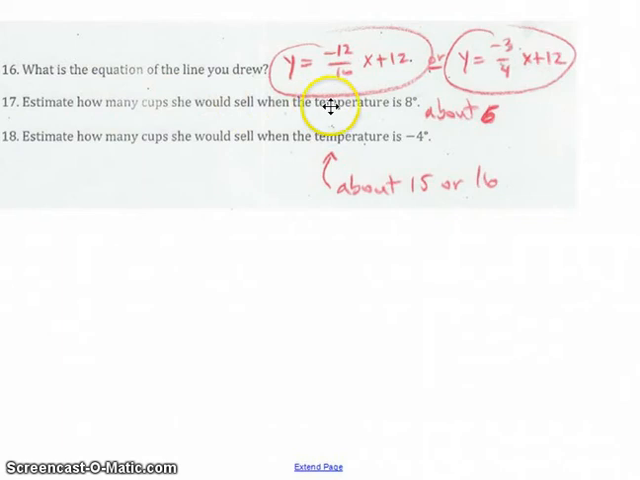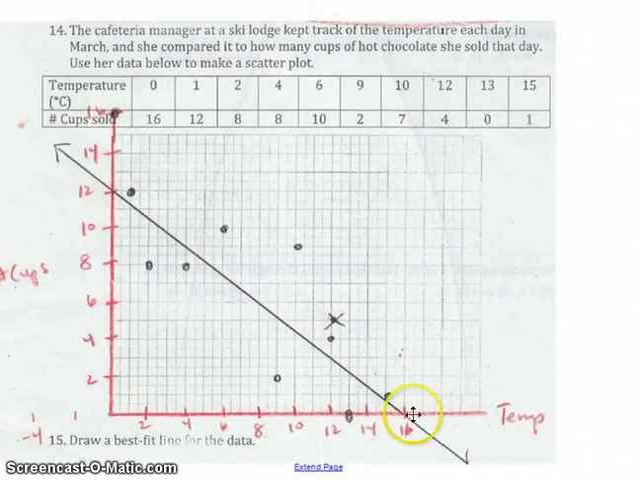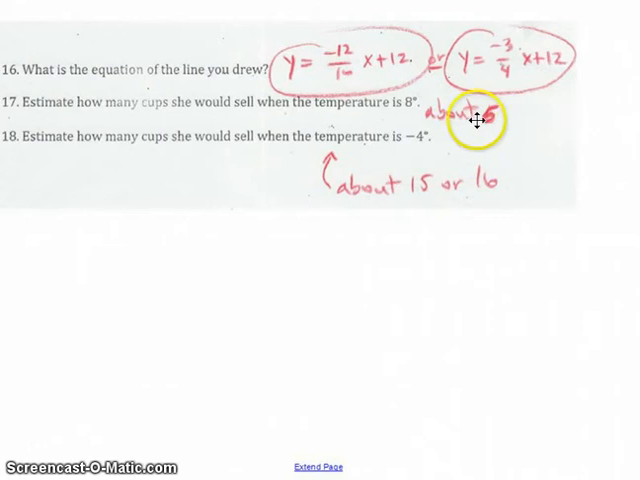17, how many cups would she sell when the temperature is 8 degrees? Well, let's go back. Let's find 8 degrees. Temperature, 8 degrees. Go up. How many cups did she sell? Go over to here. Up. She sold 6 cups, so I said about 6.